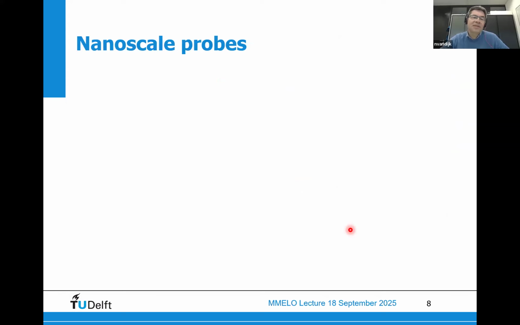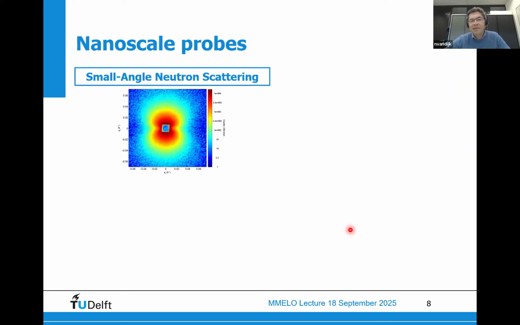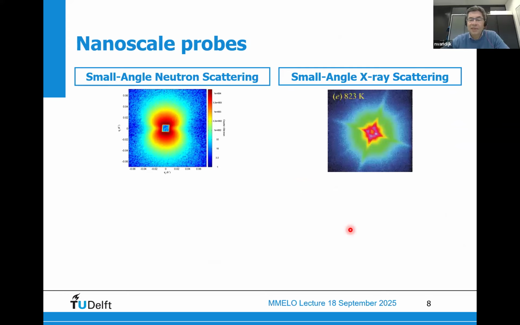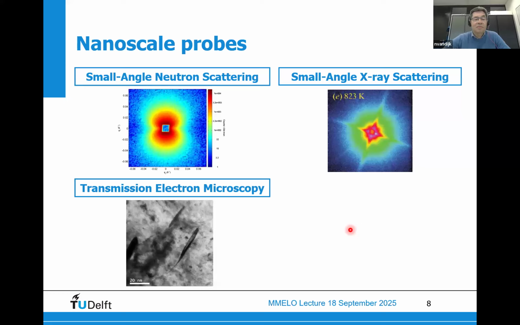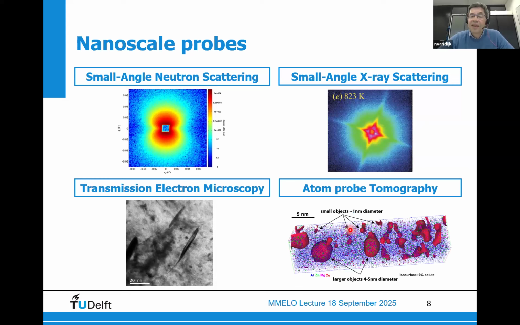So if you then look for nanoscale probes, there is a limited number of options. The options that we are investigating are small angle neutron scattering and small angle X-ray scattering. But these complement the more traditional and more widely used techniques, which are, of course, transmission-electron microscopy, which is a standard approach to learn something about the nanoscale particles, and more recently, the atom probe tomography.